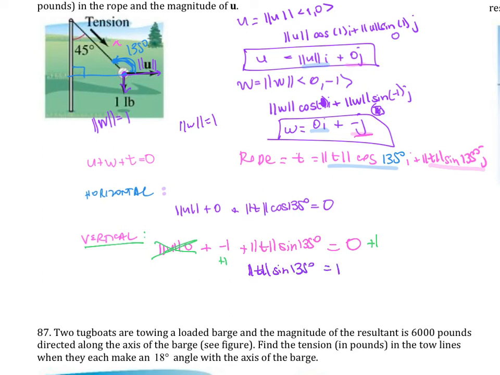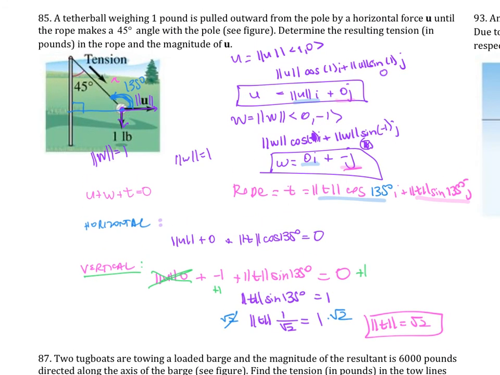Sine of 135 degrees, that's really 45 degrees. It's in the positive. So therefore, I'm going to rewrite it like this: T times 1 over root 2 equals 1. So we can actually solve for the tension of the rope. We're going to multiply by root 2 to both sides. So therefore, the magnitude of T is square root of 2.